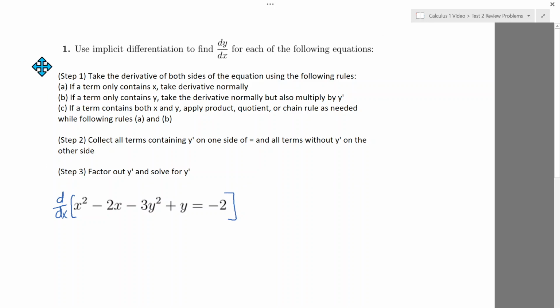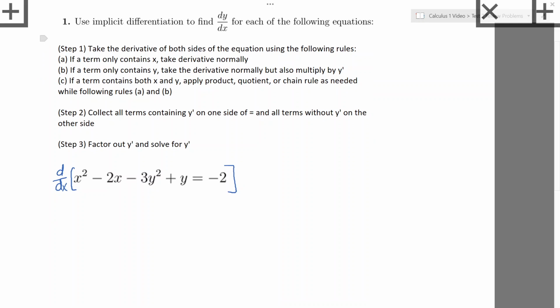So the first term here, x squared, only contains x, so we take the derivative normally, so that would be the power rule, right? So we get 2x. And then the second term, the minus 2x, again only contains x, so the derivative of minus 2x is just minus 2. Right, so the derivative of a constant times x is just the constant.